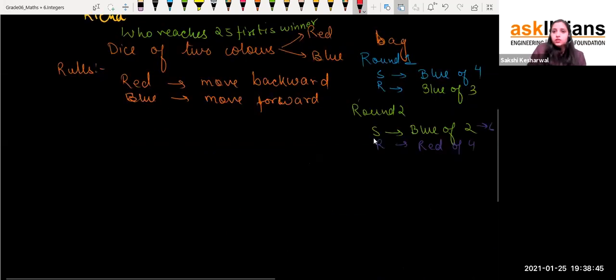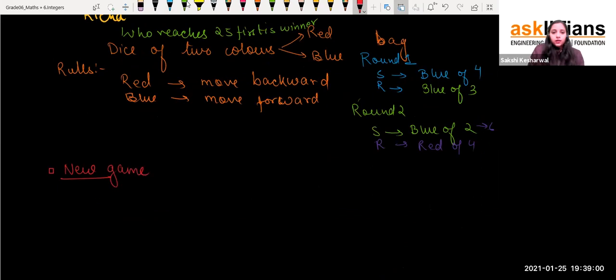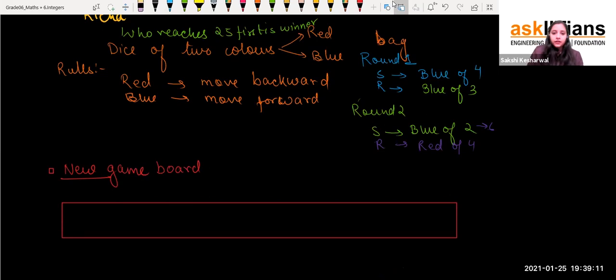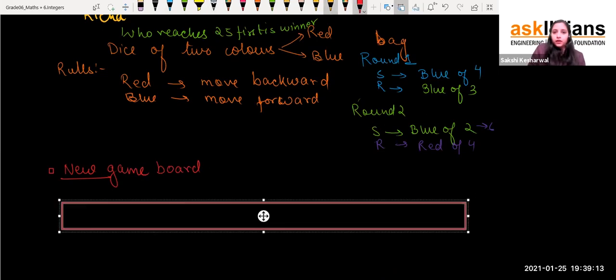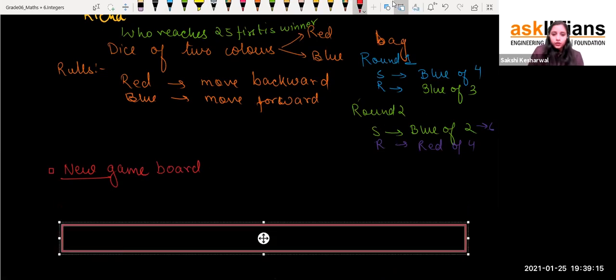Let us suppose, what will be your new game board? You can sort of think about the board. So the new game board will be like this, beta. It will have numbers, having 0 over here.